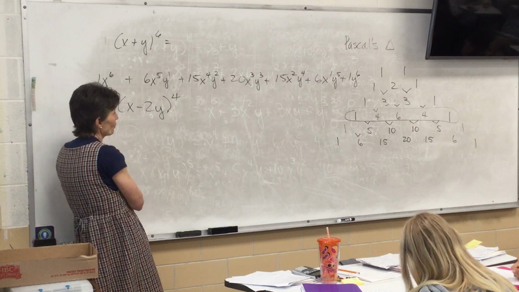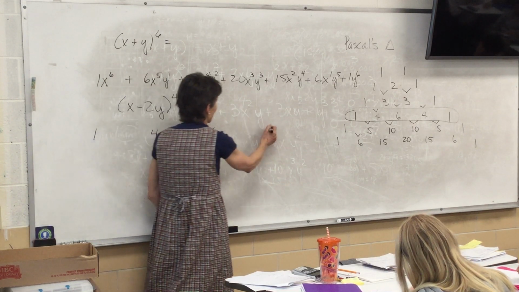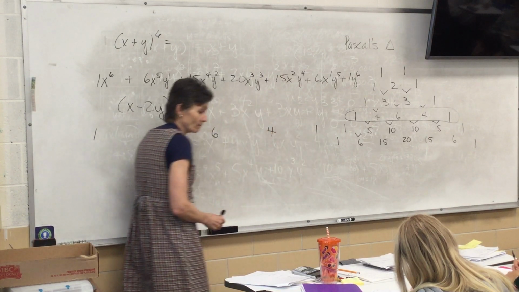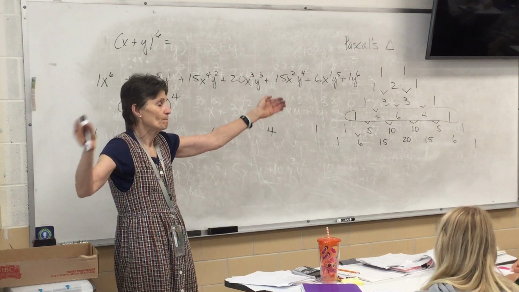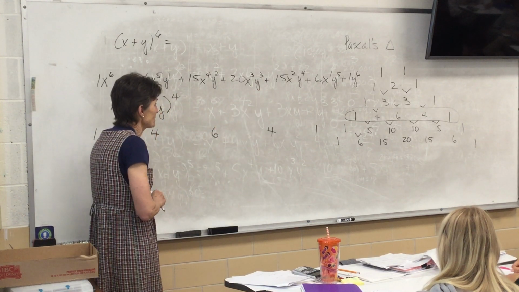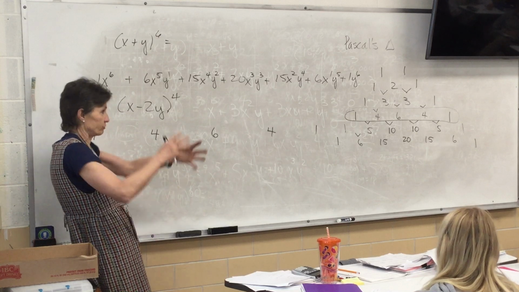So, go to the 4th row and write it down. So I'm going to write 1, 4, 6, 4, 1. And do yourself a favor. You got the whole page there, the width of the page. Spread it out. Go clear across the page. It's called binomial expansion.